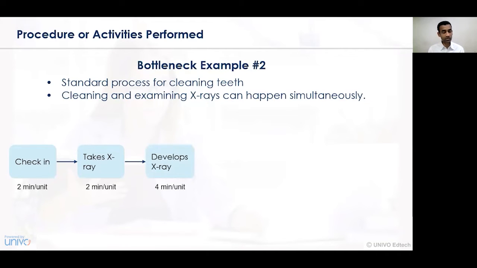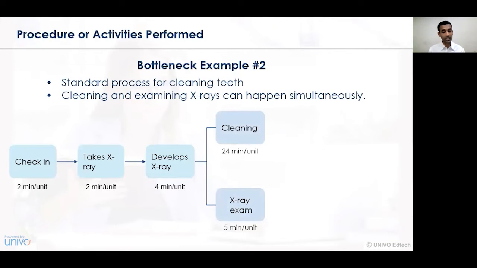The next step is developing the X-ray. Once the X-ray machine shoots the X-ray, the procedure needs to be followed and the X-ray film needs to be developed. For this activity, 4 minutes per unit is required, and the process is completed within the specific time period. Now let us understand what decision has to be undertaken.